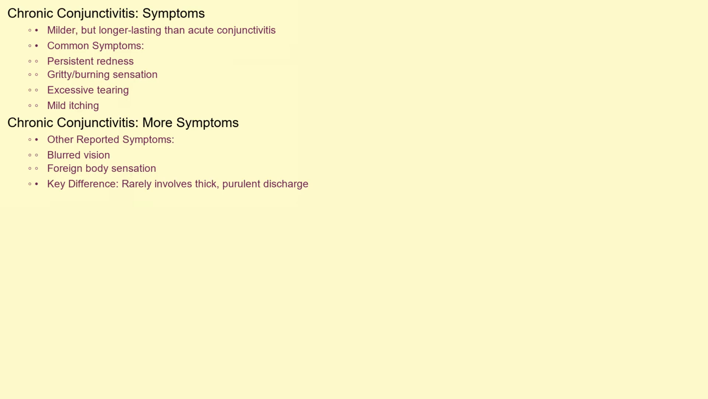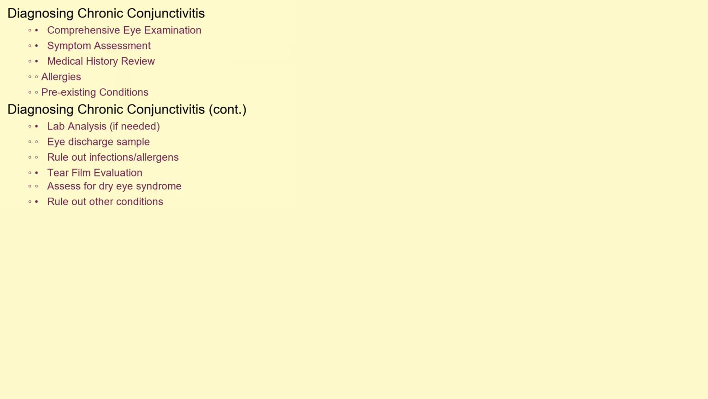The symptoms of chronic conjunctivitis, while similar to those of the acute form, are typically milder but longer lasting. You might experience persistent redness of the eyes, a gritty or burning sensation, excessive tearing, and mild itching. Some people also report blurred vision or a feeling that something is stuck in their eye. Importantly, unlike acute bacterial conjunctivitis, chronic conjunctivitis rarely involves thick, purulent discharge.